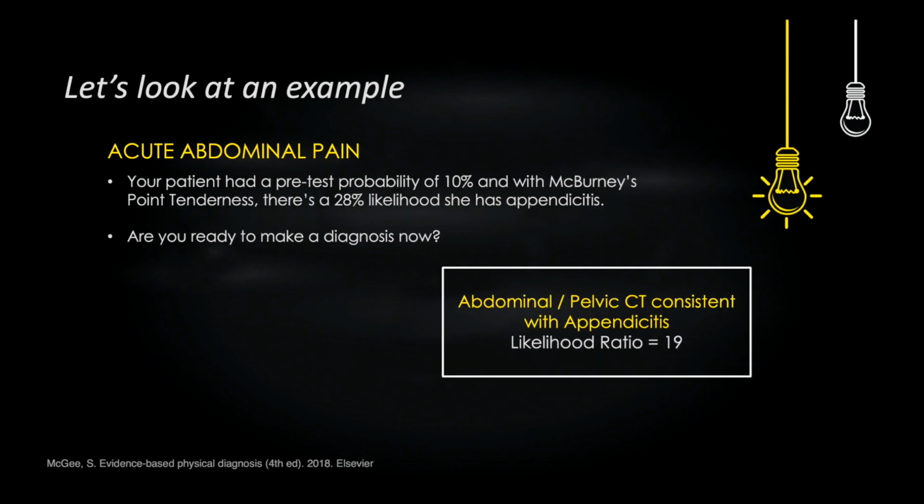So now your patient who had a pretest probability of 10% and with McBurney's point tenderness, now after applying that likelihood ratio, you have a 28% chance that she has appendicitis. Are you ready to send that patient off for surgery and make that diagnosis? I don't think I'm quite ready for that. So what else can we do?